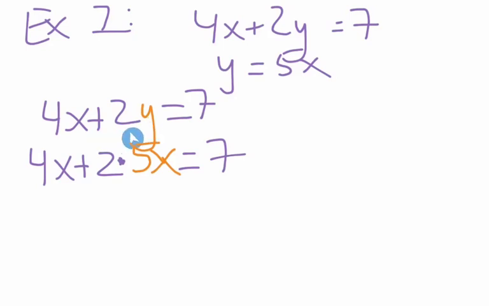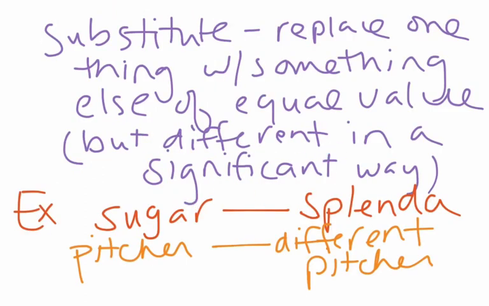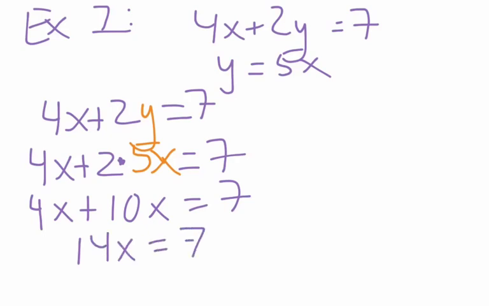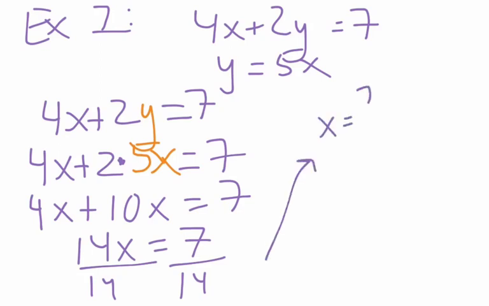What I just did there, it was 2 times y, so it has to be 2 times 5x, and I need to put the times sign, otherwise it becomes 25x, which is not the same thing. But they're different in a significant way, okay? And here's the significant way. This has an x in it instead of a y, which means now I have an equation with only one variable, and we know how to solve that. So 4x, 2 times 5 is 10, and I have like terms there, so I can add 4x plus 10x is 14x, divide both sides by 14, and I get x is equal to 7 over 14, but nobody wants that fraction, so let's simplify it to 1/2.